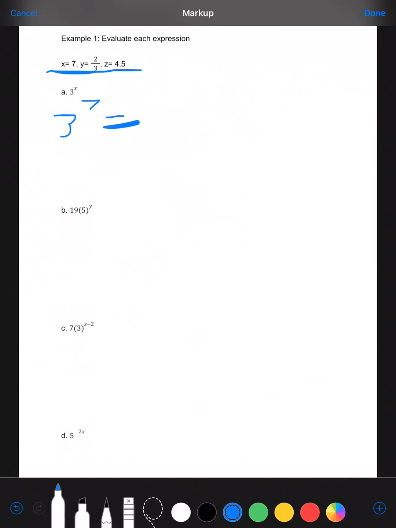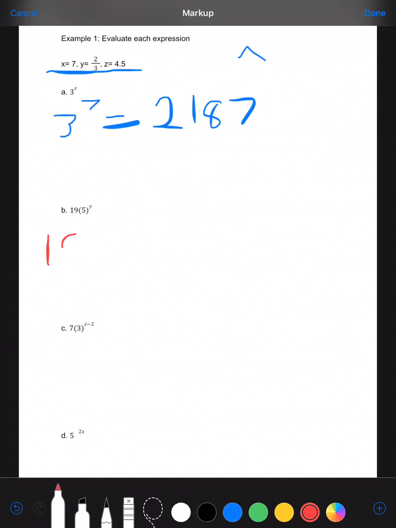To do that, you're going to just type in a 3 like you normally would. And then on your calculator, there should be a little up arrow. You'll hit that up arrow, and then whatever your number is. So in this case, 7. Then you'll hit enter. So for our first one, we should get 2,187. Okay?